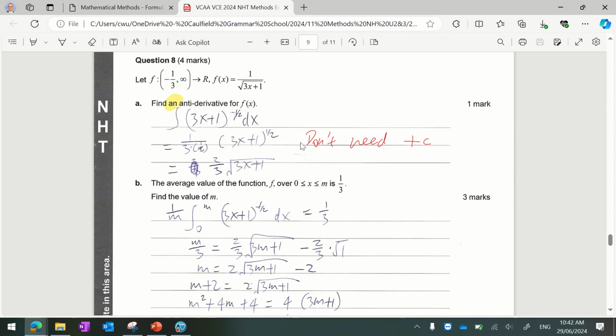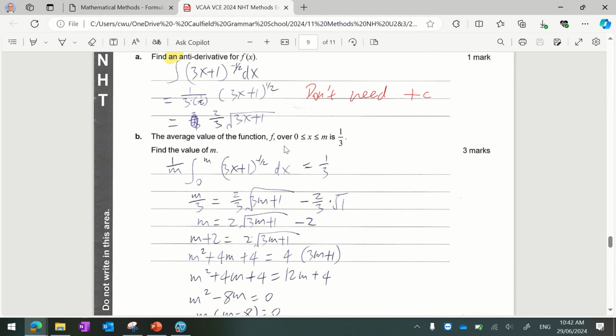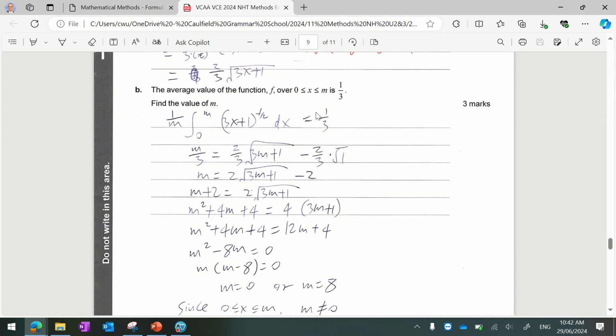So that's what we're gonna do. The horizontal length is from 0 to m, so 1 over m, where we're dividing by the horizontal length. And then the area of the rectangle is the integral of the function from 0 to m, and the area has to be 1/3. So do your calculation.